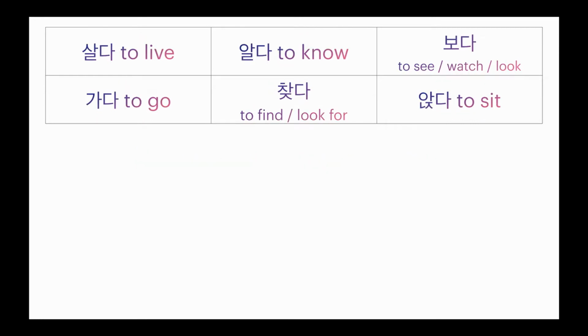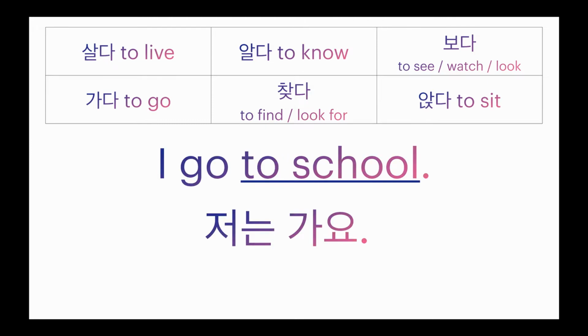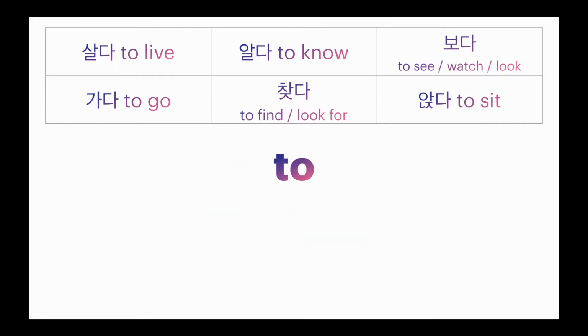Okay, now back to the 6 verbs that we have here. Let's practice I go with some more complicated sentences. To say I go was 저는 가요. But this time, let's try I go to school. Well, first we need the word to. To is loosely translated to 에.